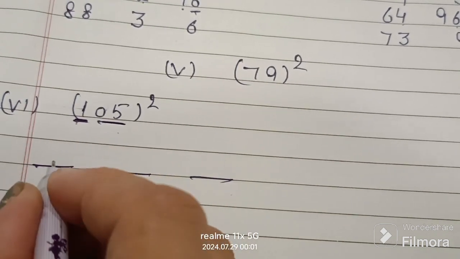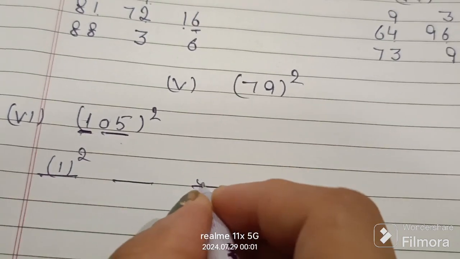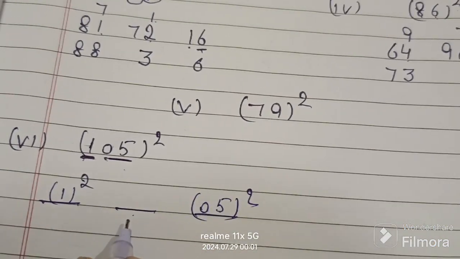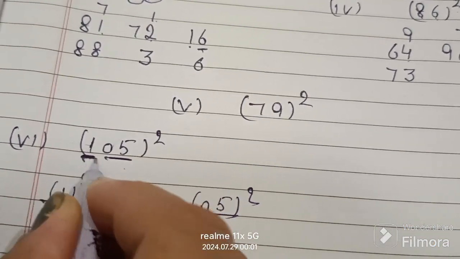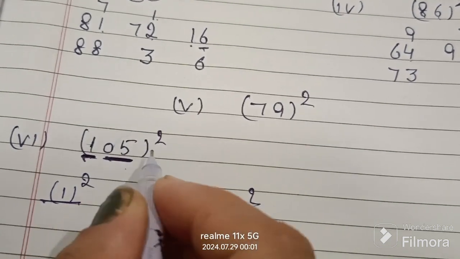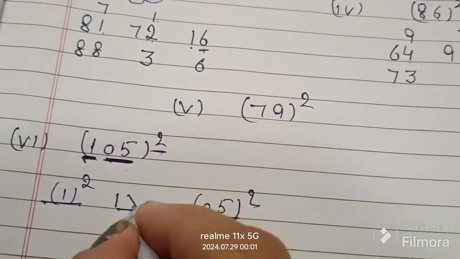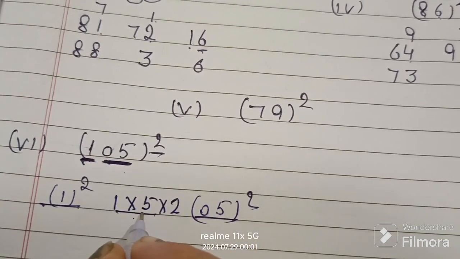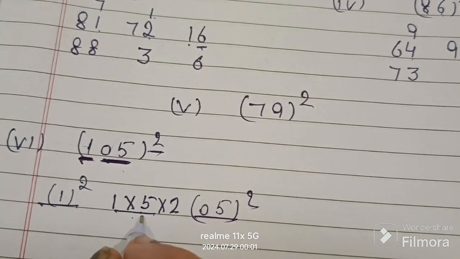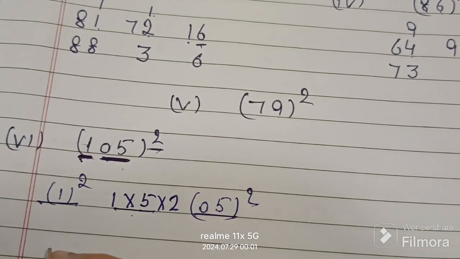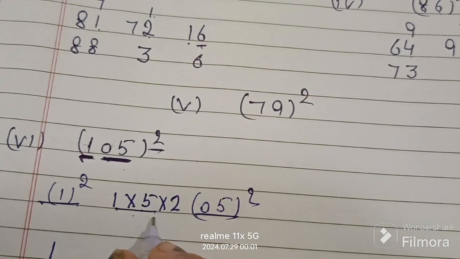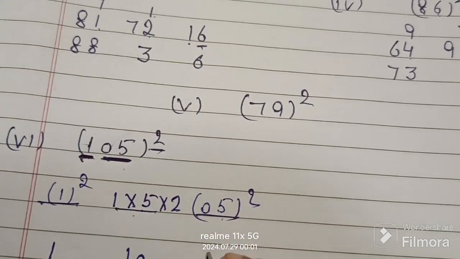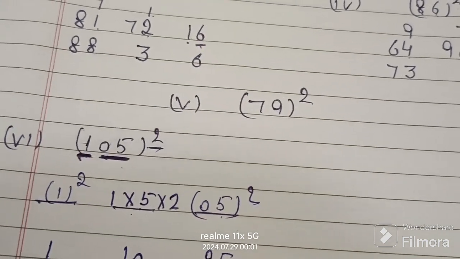Let's have a look. Here 1 squared, here 5 squared. Here I'm gonna write the product of these 3 numbers: 1, 0, 5 is 5, and 2. So that is 1 multiplied by 5 multiplied by 2. Here I write 5 because 0, 5 and 5 have the same value. So 1 squared is 1. 1 times 5 is 5 and 5 times 2 is 10. 5 squared is 25. So that is your answer.